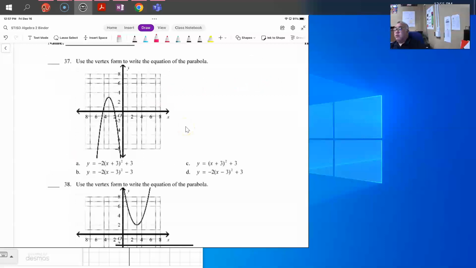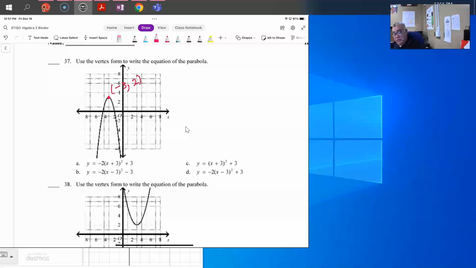Okay, so we're going to write the vertex form of this parabola. We know that the vertex, we're going to write this parabola in vertex form, so we know that the parabola has a vertex at negative 3, is it 2? Negative 3, 2?